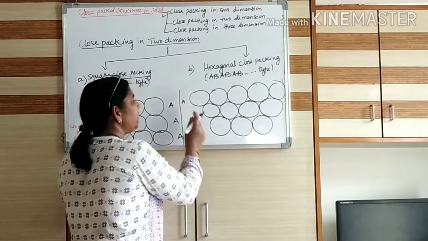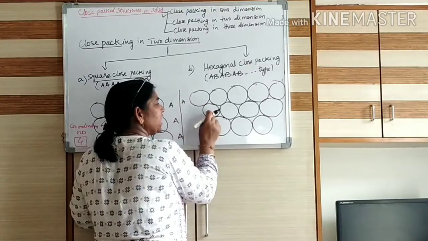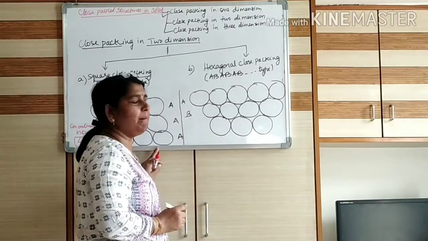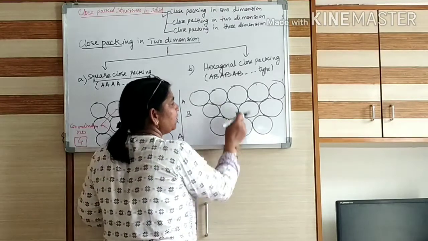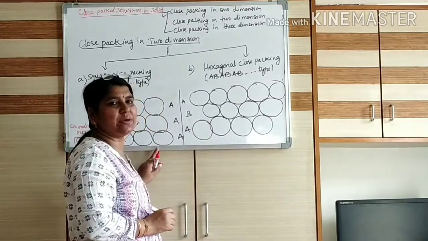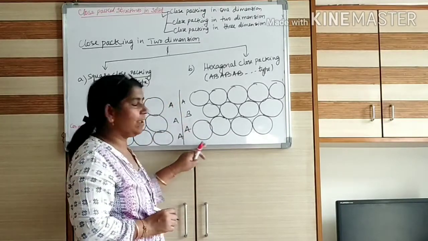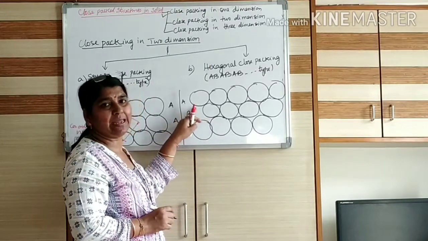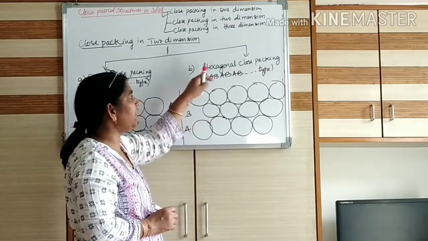So this arrangement is different from the first row. So this arrangement is considered to be B arrangement. But again this arrangement is similar to the first one. So this is A arrangement. So AB, if again I will arrange the fourth row, I will get the similar arrangement like B row. So this arrangement is hexagonal.